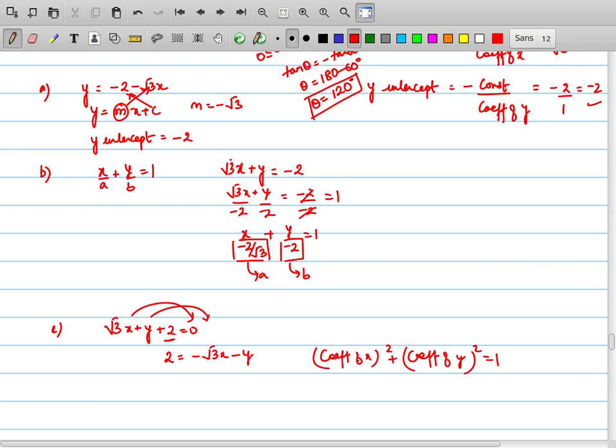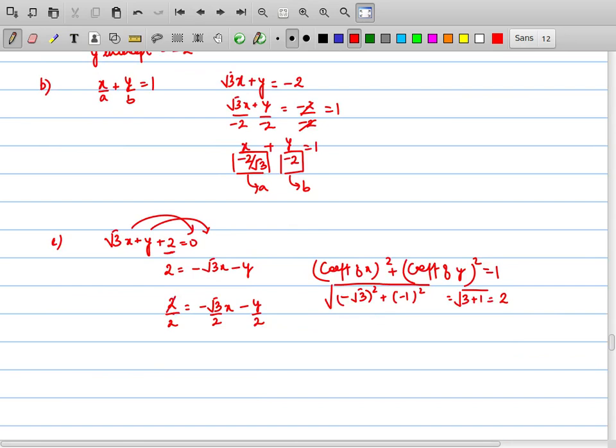But if it is not 1, then what we do is we find out coefficient of x square plus coefficient of y square, and take its square root. This will come out to be 3 plus 1, that is 2, and we'll divide by 2 throughout. So 2 upon 2 equals minus root 3 by 2x minus y by 2. This is your normal form. Minus root 3 by 2x minus y by 2 equals to 1. Therefore, what is cos alpha? Cos alpha is minus root 3 by 2. What is sin alpha? Sin alpha is minus 1 by 2.